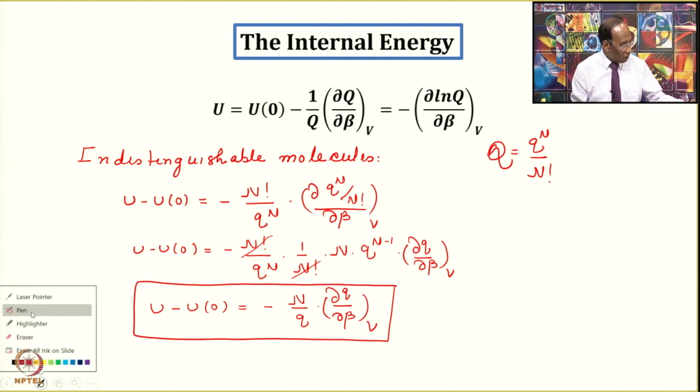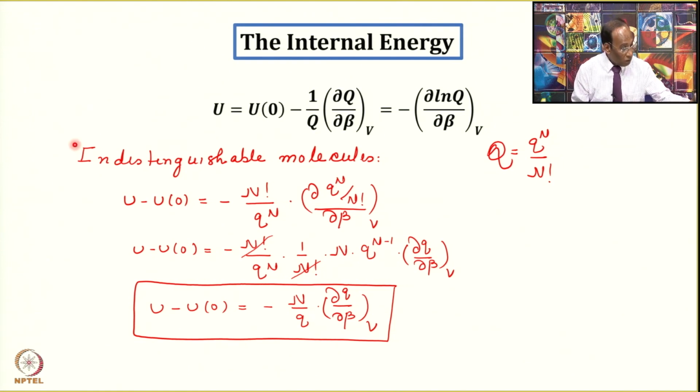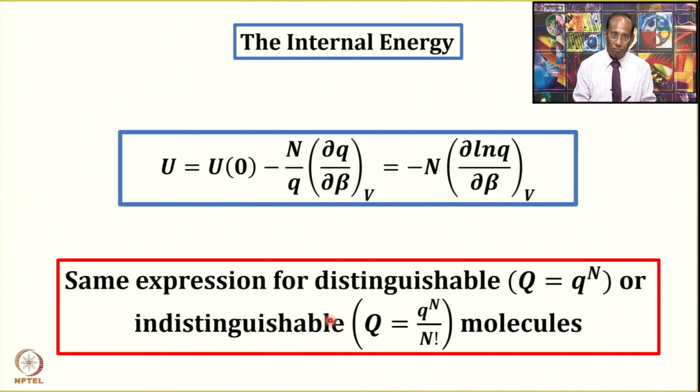Interesting result to be noted now. Even for indistinguishable molecules, the internal energy, in terms of molecular partition function, is still the same as we got for distinguishable molecules. We have the same expression, U is equal to U0 minus N by q del q by del beta at constant volume, which in terms of logarithm you can also express as minus N del log q by del beta at constant volume.